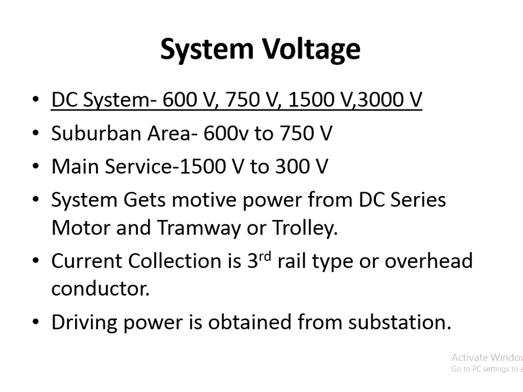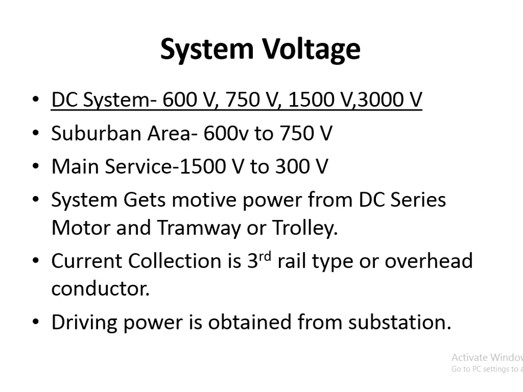The DC series motor is energized by our DC supply voltage, and whenever this DC motor runs, the wheels of our train get rotated. Now an important thing is the current collector, how the current is collected by this train. The current is collected by the pantograph, or the current collection we call a third rail type or the overhead conductor.